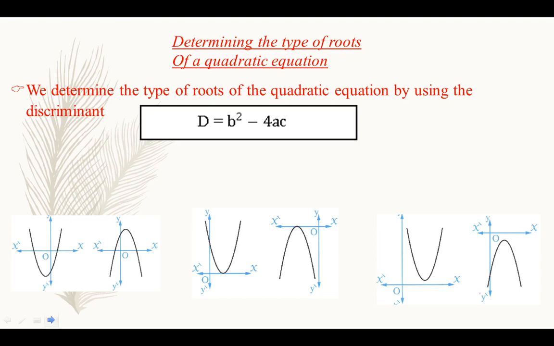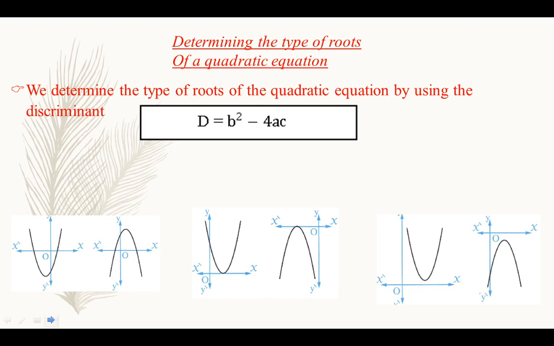Again, in our lesson today, you will be asked to find the type of roots of the quadratic equation. How can we find the types of roots of the quadratic equation? By using the discriminant. What is the discriminant? The discriminant is d equals b power 2 minus 4ac.